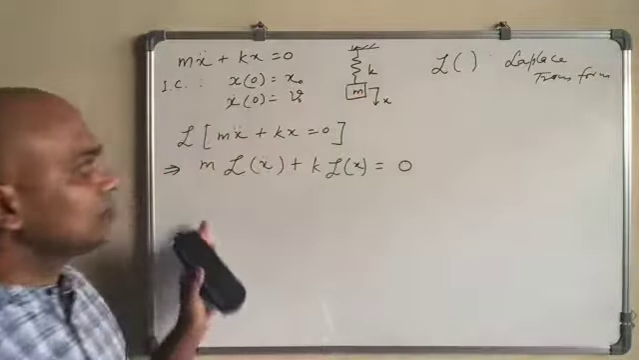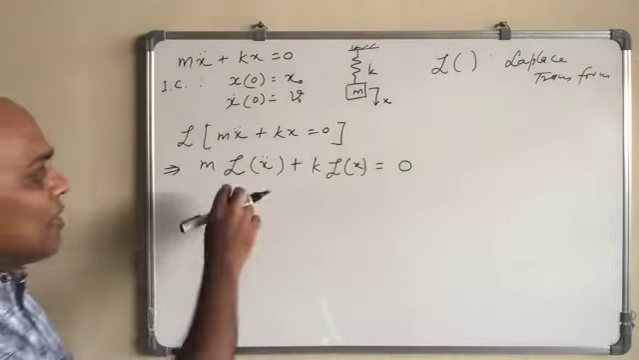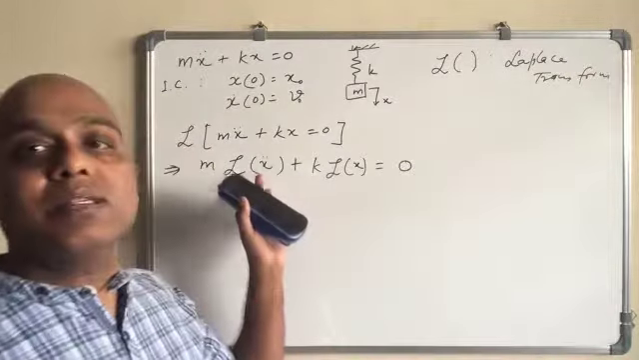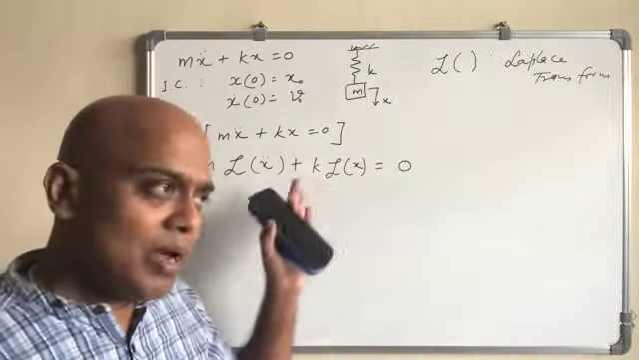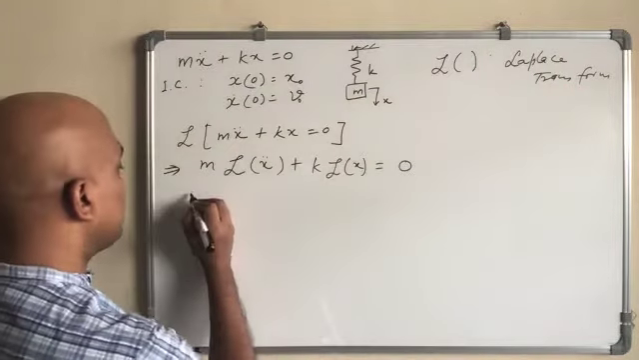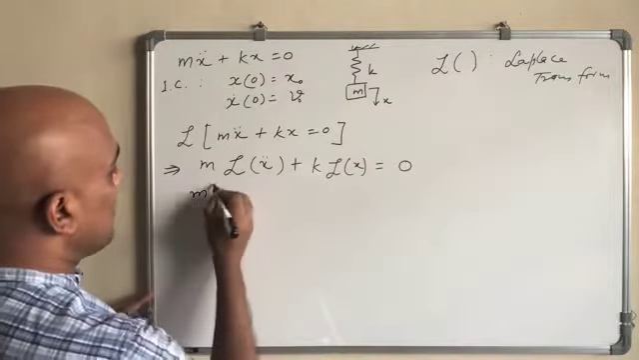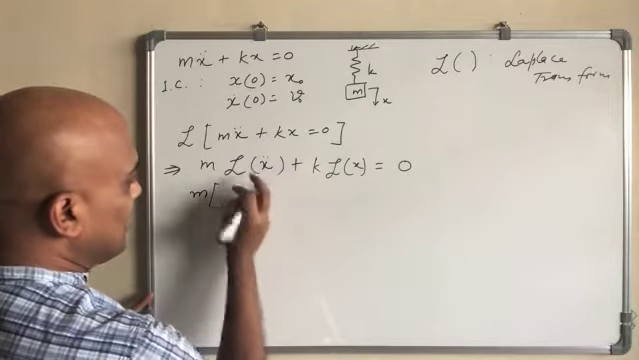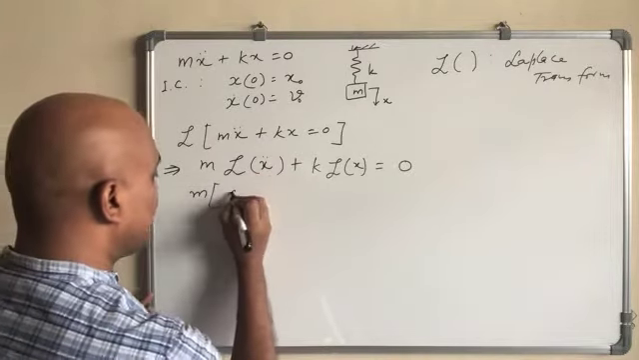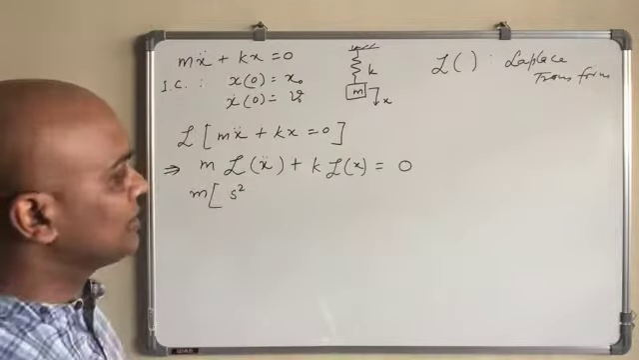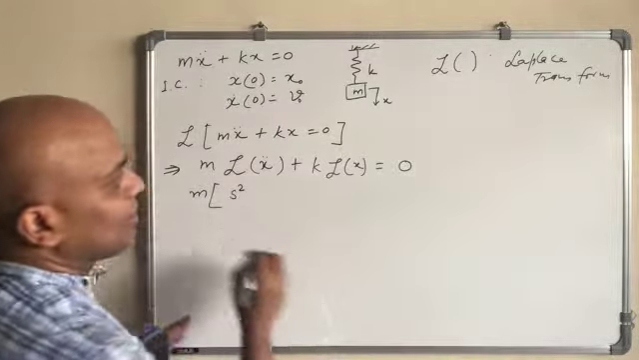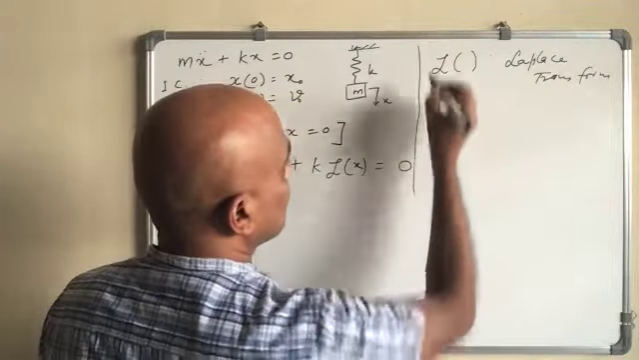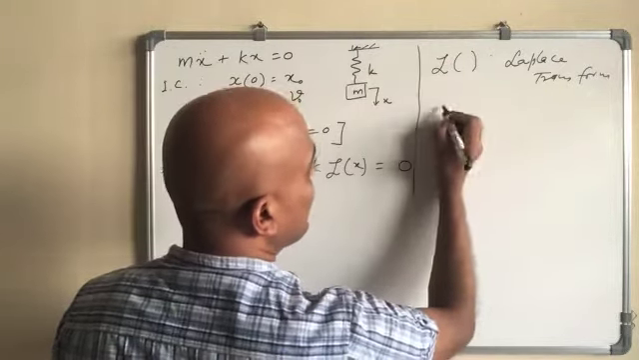Okay. Now again, I'm going to use the properties of the Laplace transform. You may know already. So we have m, the mass, and x double dot. If you take the Laplace transform of that, it becomes s square. And what is s here? Again, you should know already.